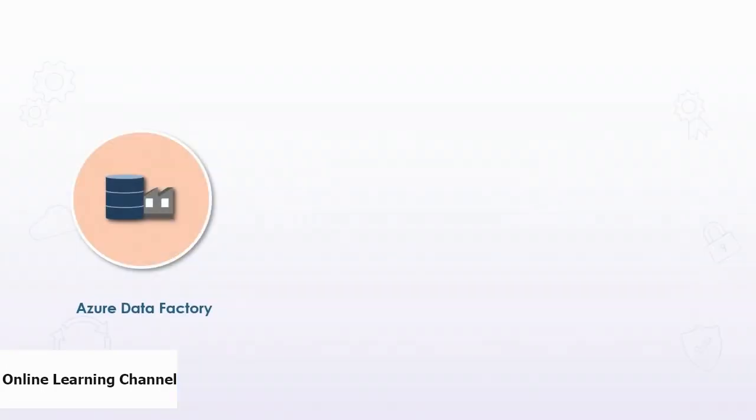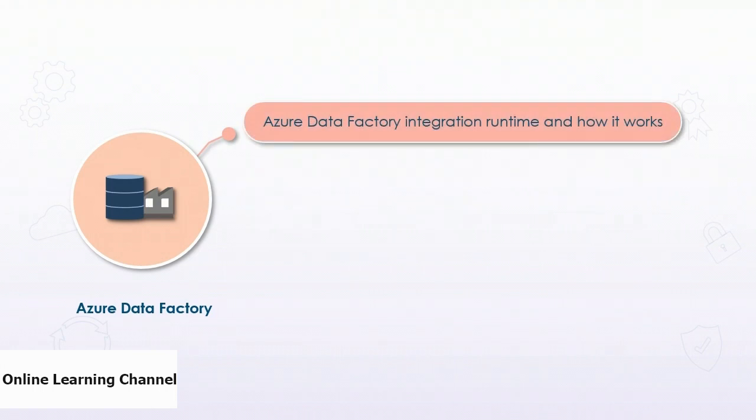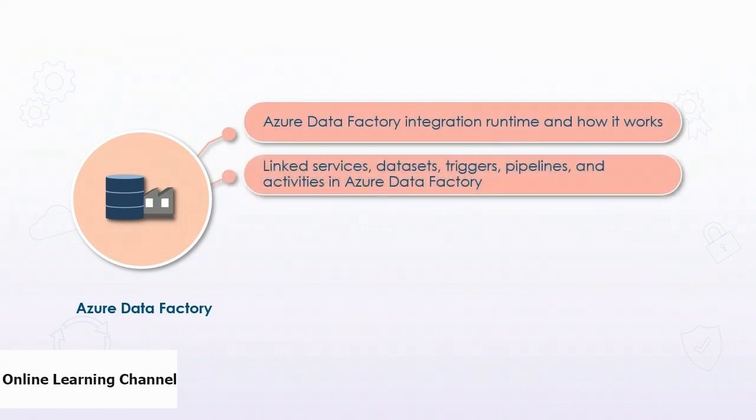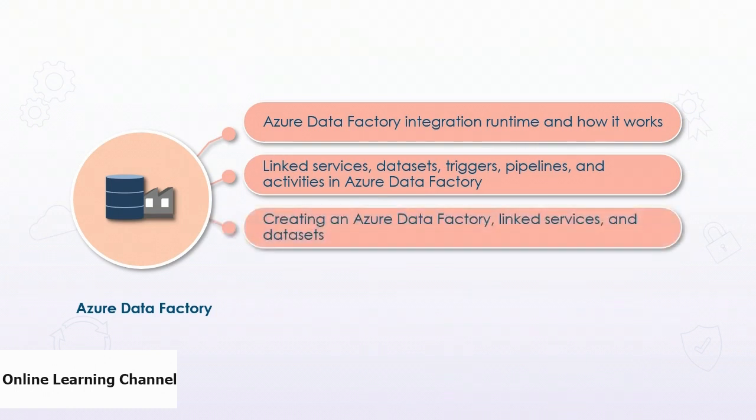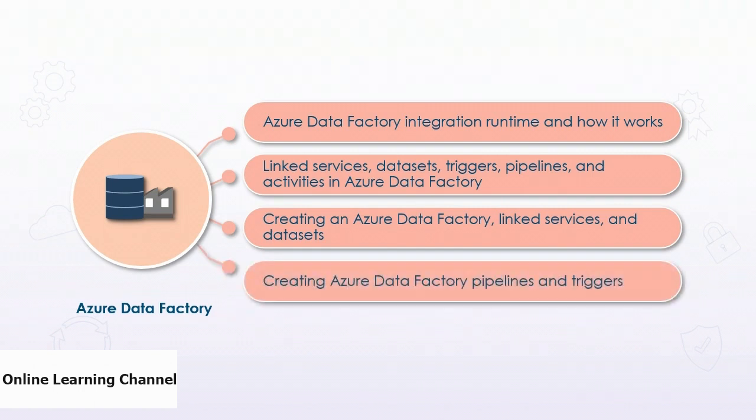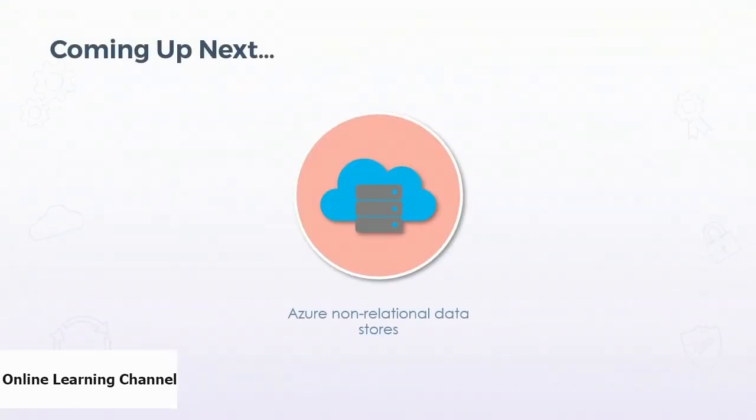So in this course, we've examined Azure Data Factory and its features. We did this by exploring Azure Data Factory integration runtime and how it works, linked services, datasets, triggers, pipelines, and activities in Azure Data Factory, creating Azure Data Factory linked services and datasets, and creating Azure Data Factory pipelines and triggers. In our next course, we'll move on to examine Azure non-relational data types and stores.